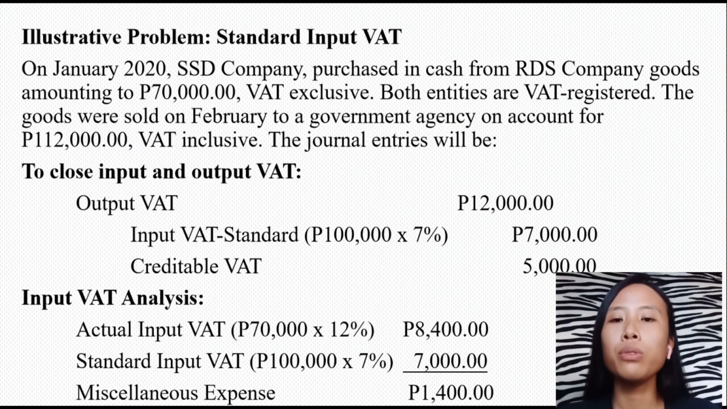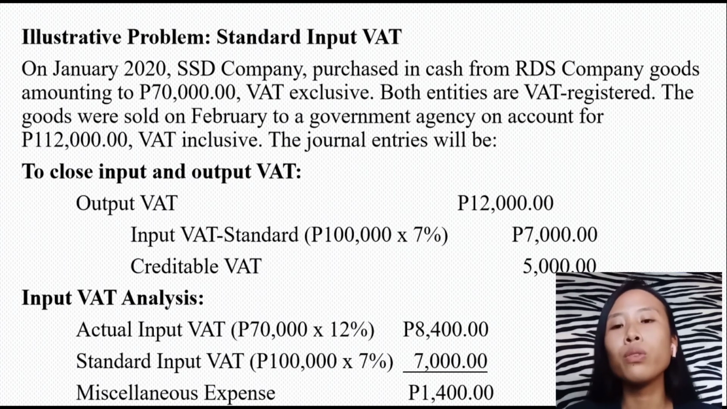So, to close VAT-related amounts, we debit output VAT 12,000, and then credit input VAT standard 7,000, and then creditable VAT is also credited 5,000. So as you can see, there is no actual VAT payable to be remitted to the BIR.